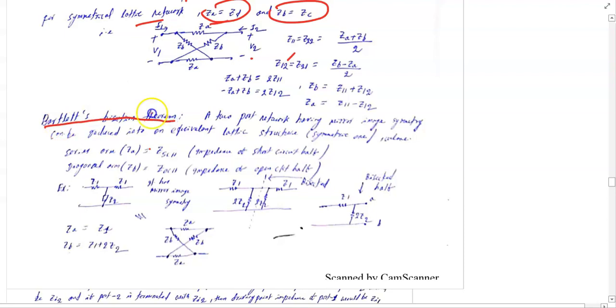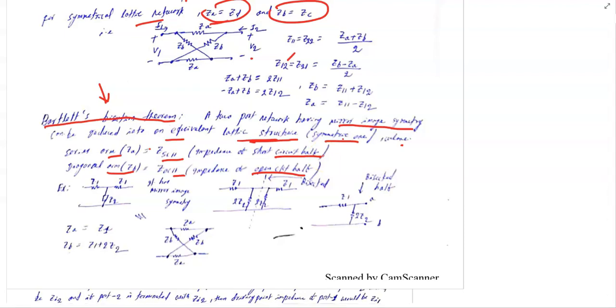Bartlett's bisection theorem, though I don't know whether it is in the GATE syllabus or not, is a very simple one. A two-port network having mirror image symmetry can be reduced into an equivalent symmetric lattice structure, where the series arm is equal to ZSCH, the impedance of the short circuit half, and the diagonal arm is ZOCH, the impedance of the open circuit half. First, what is mirror image symmetry needs to be understood. If a network is like this, let's say 2 ohm, 2 ohm, 1 ohm.